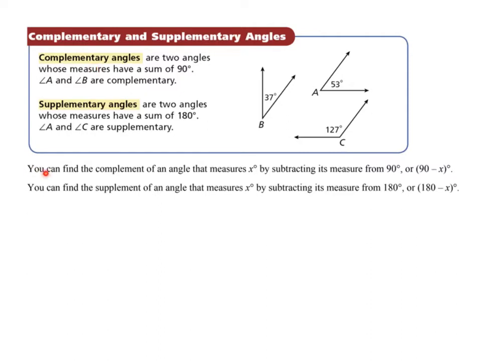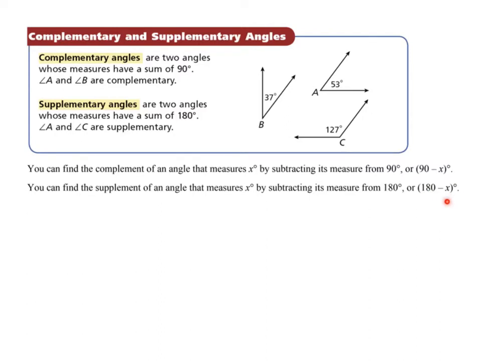If we want to talk algebraically here, you can find the complement of an angle that measures x degrees by subtracting its measure from 90, or doing 90 minus whatever the angle you already know is. You can find the supplement of an angle that measures x degrees by subtracting its measure from 180, or basically taking 180, subtracting the angle you already have.